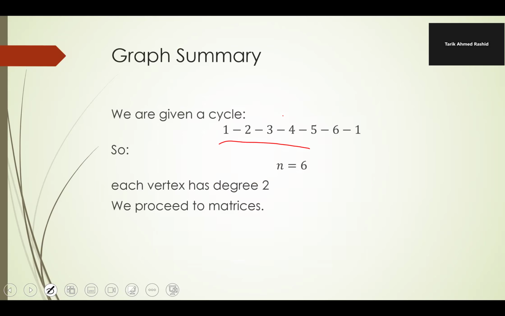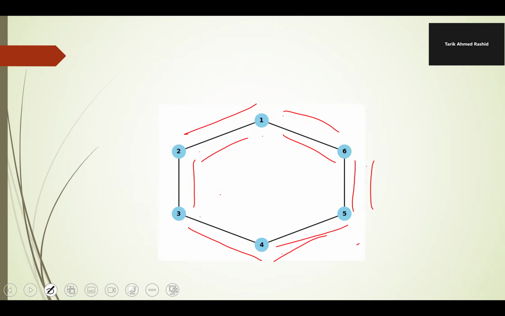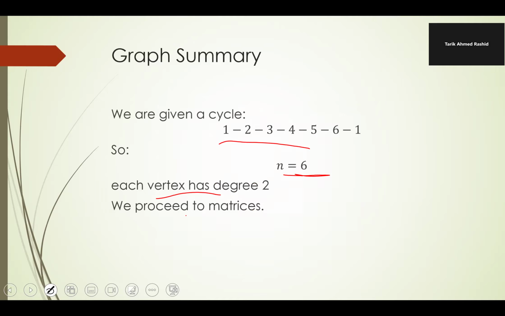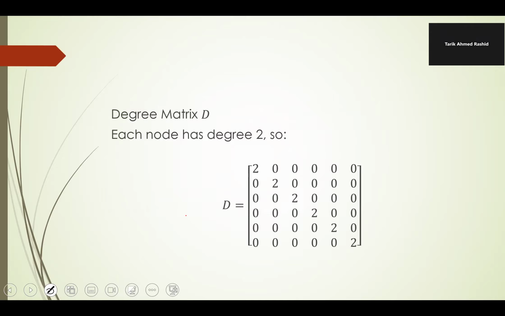That's the cycle. The number of nodes n is 6, and each vertex has degree 2. For example, 1 is connected to 2 and 6, 4 is connected to 3 and 5, 5 is connected to 6 and 4, 3 is connected to 4 and 2, 2 is connected to 1 and 3, and so on. So here we proceed with the mathematics.